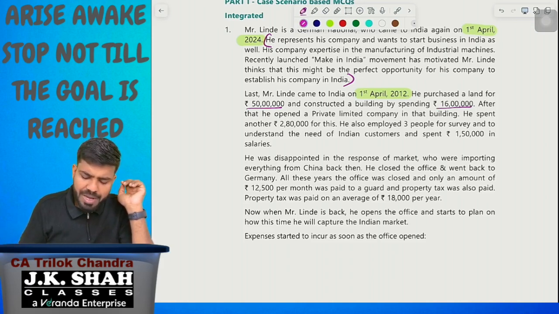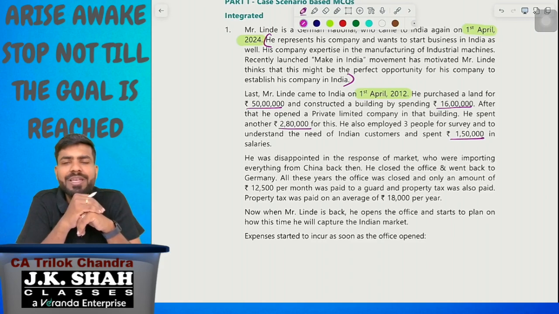After that, he opened a private limited company in that building. He spent another 2,80,000 for this. He also employed 3 people to survey and understand the need of Indian customers and spent 1,50,000 in salaries. So please understand, Lindy came in 2012.